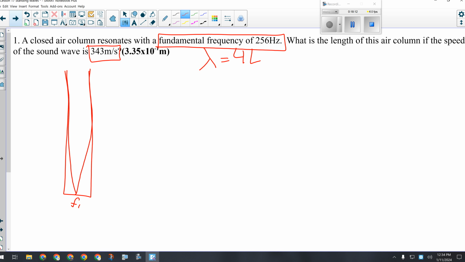Okay. They want you to find the length of the tube. Okay, I'll give you a few minutes on that one. Write it down, and I'll give you a few minutes, then we'll walk through it together.